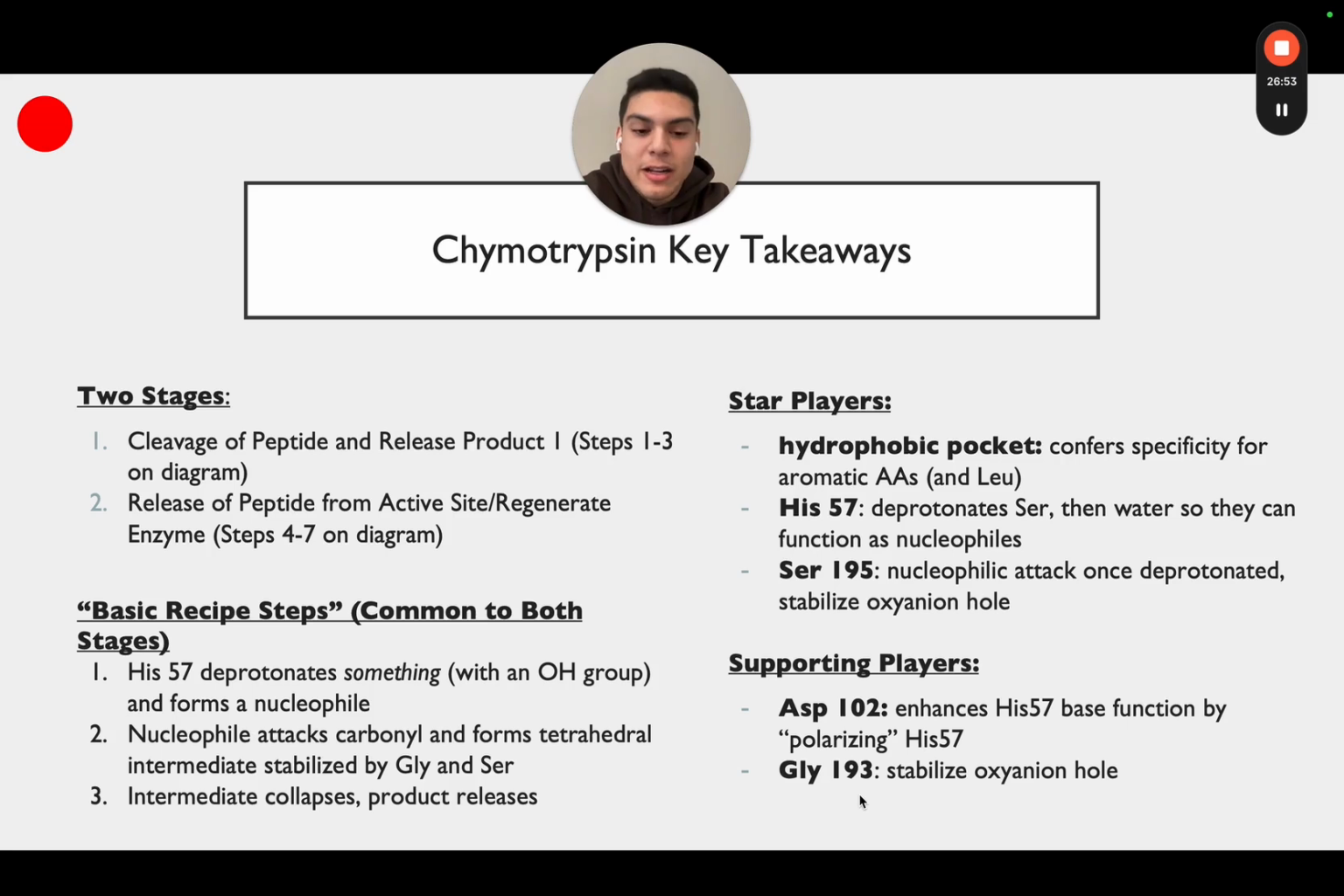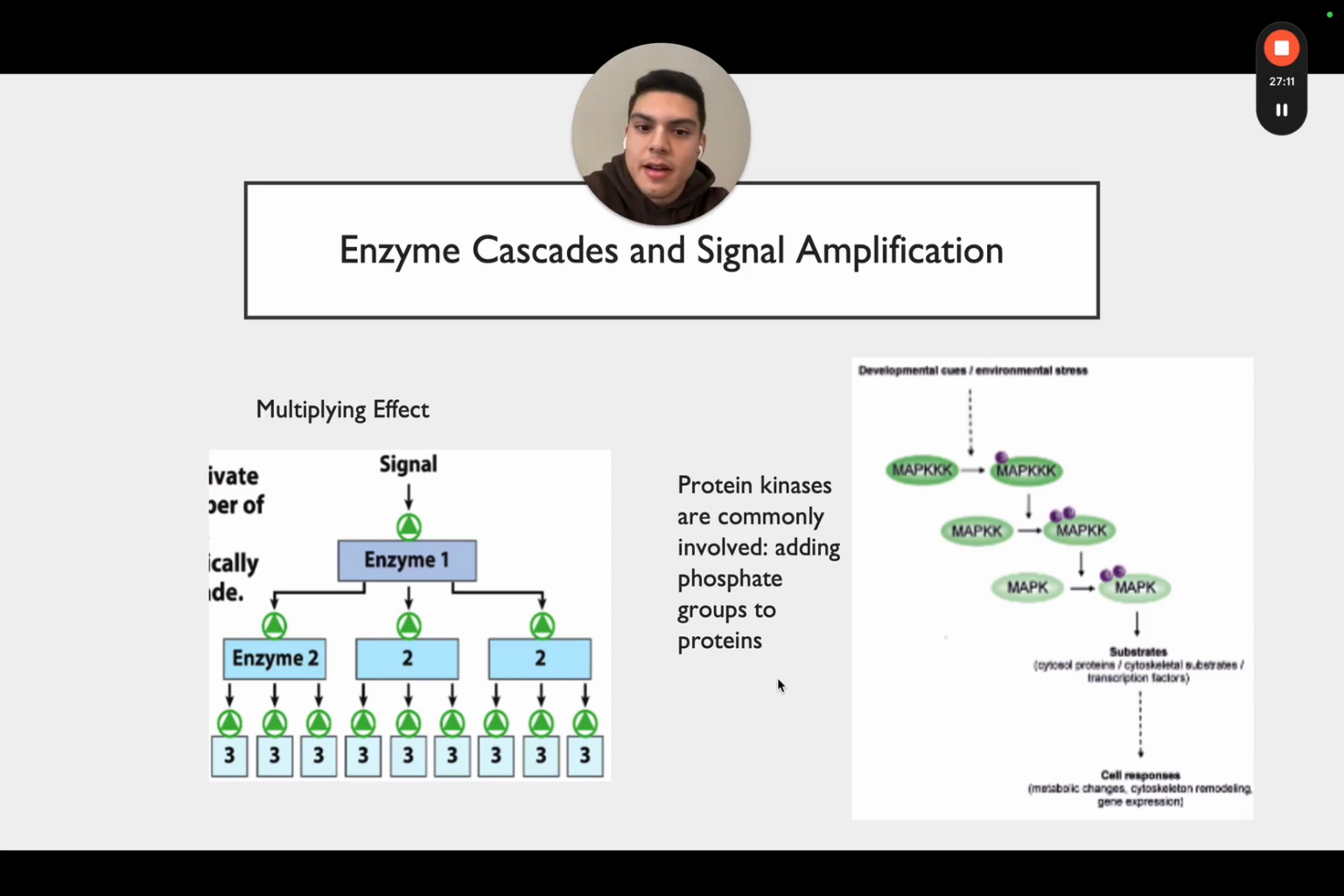Now, glycine 193 is not part of the catalytic triad, but it does help stabilize the oxyanion hole for chymotrypsin. The catalytic triad talks about the serine proteases in general, whereas in chymotrypsin we have these extra amino acids that play an extra supporting role that's not found in other serine proteases. And then moving on from the chymotrypsin stuff, we're going to talk about enzyme cascades and signal amplification.